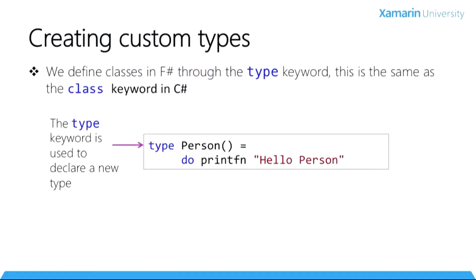And we can also define new types using the type keyword, and this is equivalent to the class keyword in C#. And classes in F# always have parentheses after the type name. You'll see why we use the type keyword to define other things as well, and it's this characteristic that distinguishes this as a class definition.